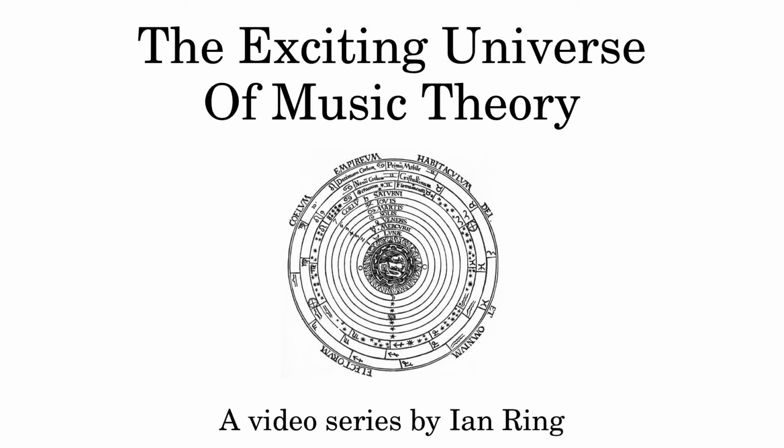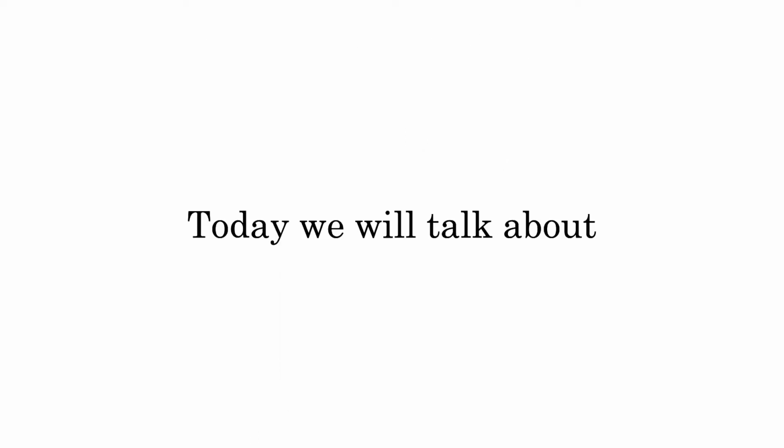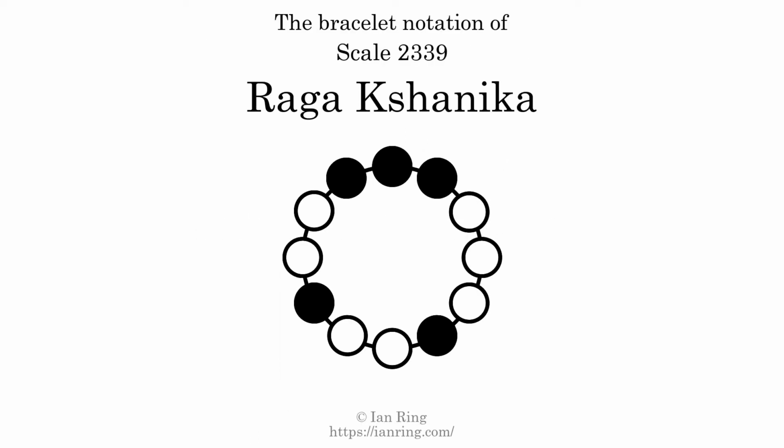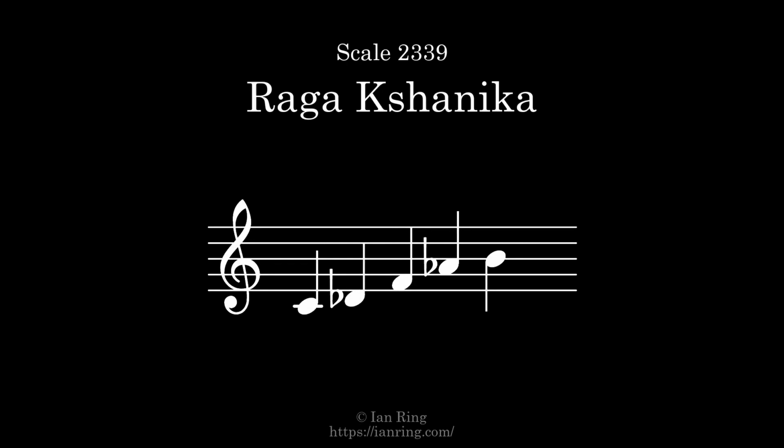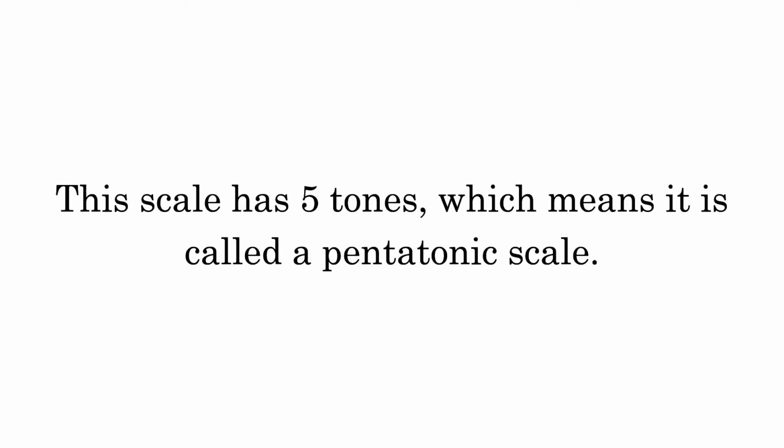Welcome to the exciting universe of music theory. Are you ready to learn? Then let's begin. Today we will talk about Scale 2339, Raga Kshanika, which sounds like this. This scale has 5 tones, which means it is called a pentatonic scale.